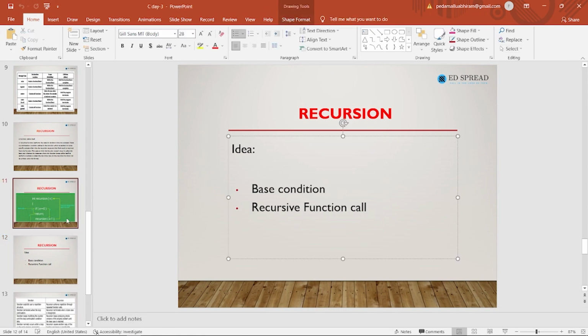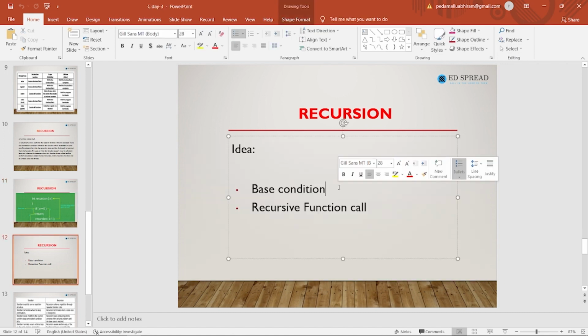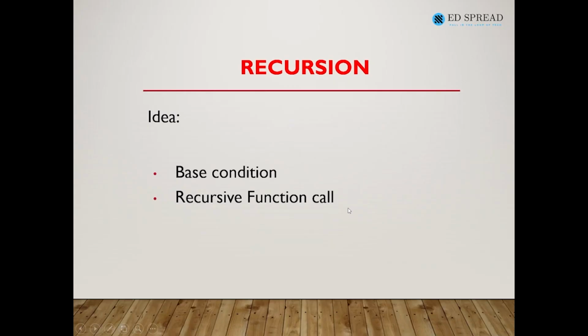Now in the function that I have shown you in the C program, the base condition is nothing but the if condition, the if block over there. And the next part is the recursive function call. Now the recursive function call has already been defined to you: it is going to print the statement, and the recursive call with x minus 1 is nothing but the recursive function call.